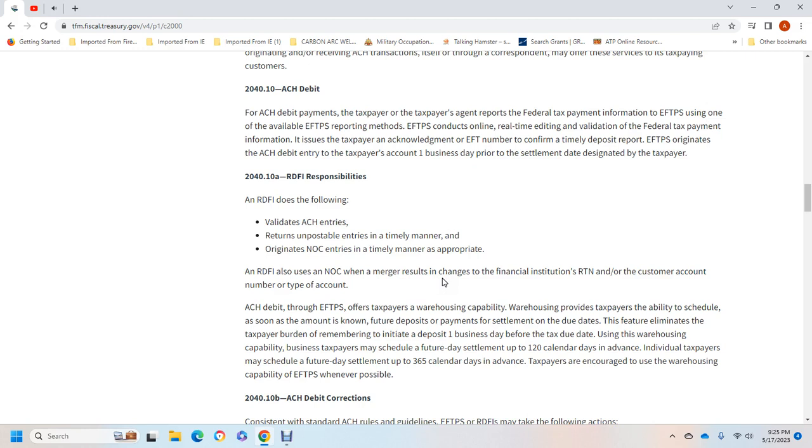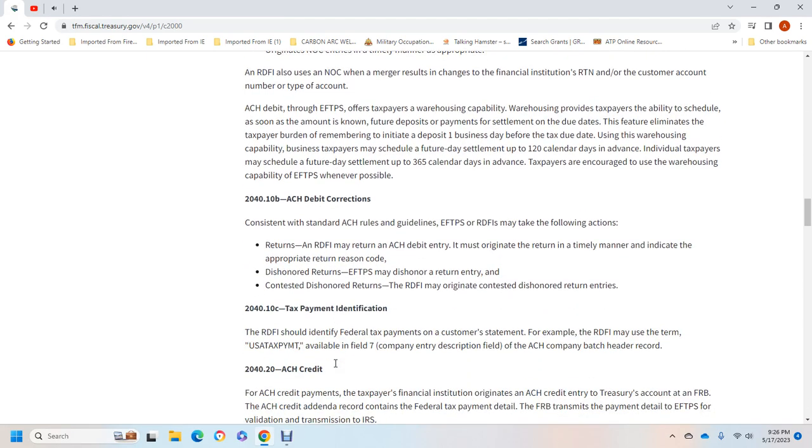Automated clearinghouse debit through the electronic federal tax paying system offers taxpayers warehouse capabilities. Warehouse provides taxpayers with the ability to schedule the amount of a future deposit, with payment settlement on the due date of future elements of the tax burden, with a reminder for the initiated deposit 1 business day before the tax due date. If using the warehouse capability, business taxpayers may schedule a future date settlement up to 120 calendar days in advance. An individual taxpayer may schedule future date settlement up to 365 days in advance. Taxpayers are encouraged to use the warehousing capable electronic federal tax paying system whenever possible.